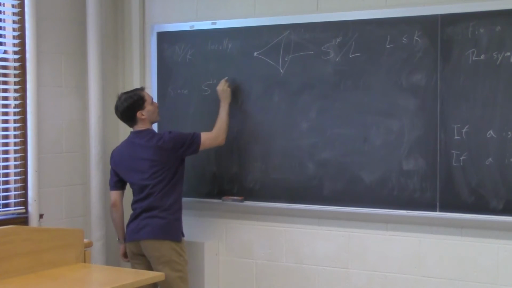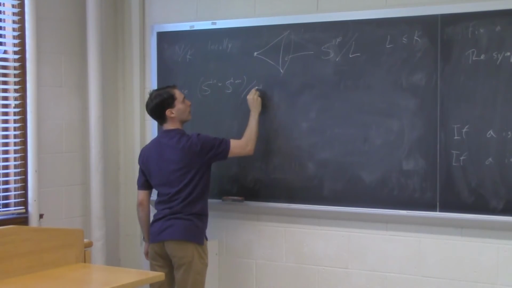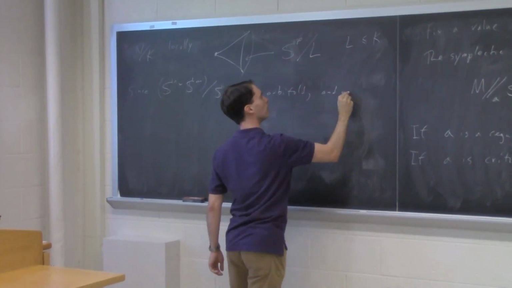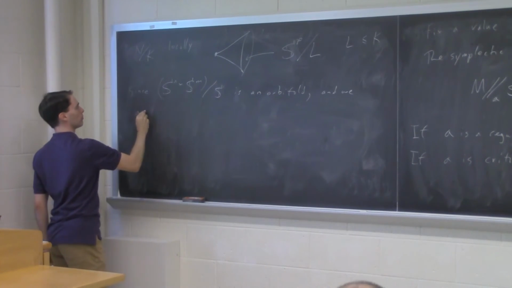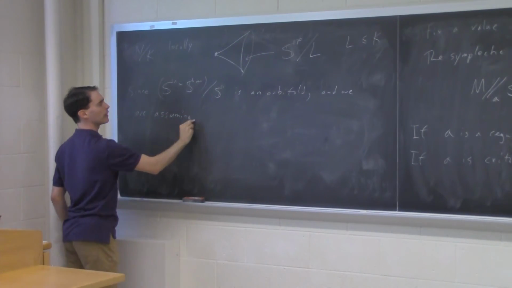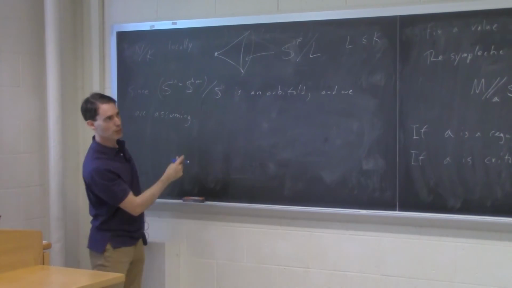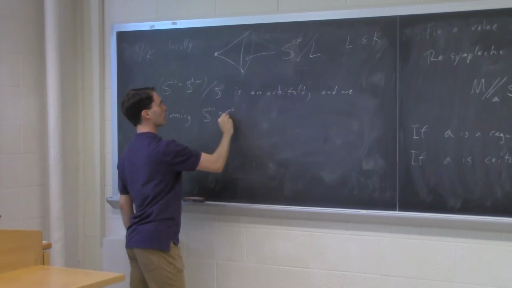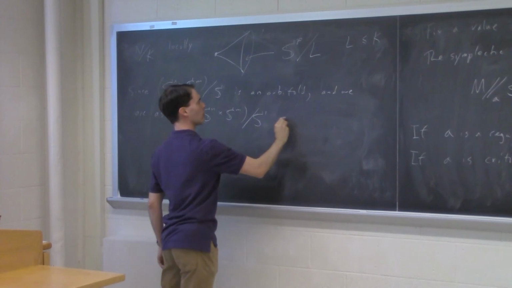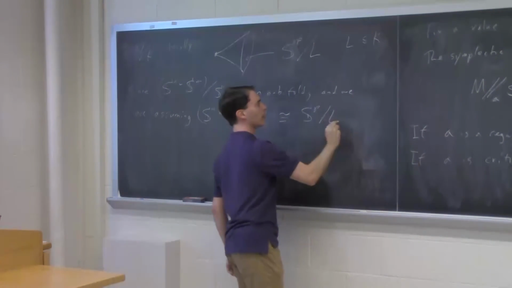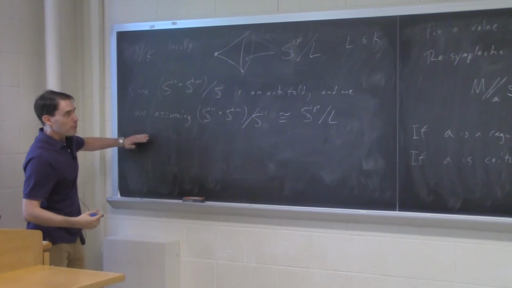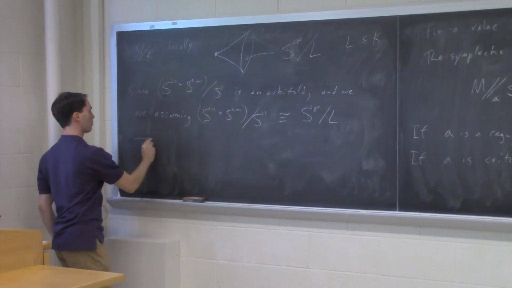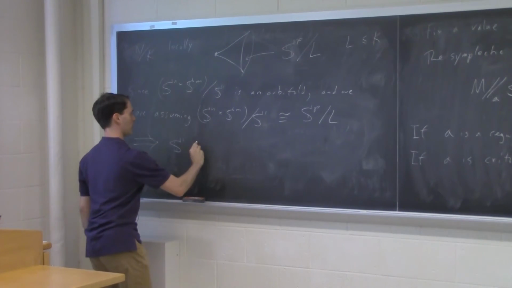So since S^n cross S^n modulo S1 is an orbifold, and we assume, I should have said this in the beginning, we're assuming that we can actually build this N and K, and we are assuming that this space is diffeomorphic to S^P modulo L, then my theorem about orbifolds basically tells you the corresponding groupoids have to match, or at least up to Morita equivalence.